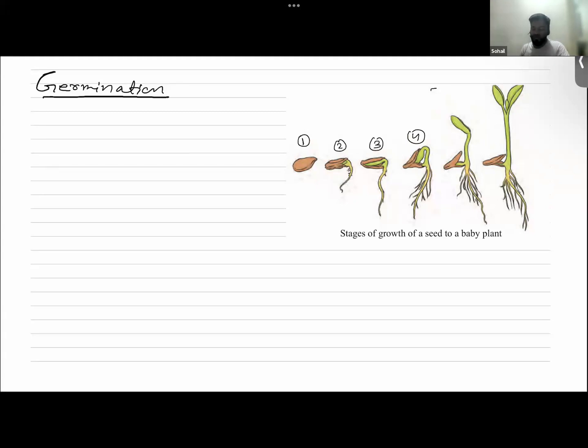Now later on it started to develop small green leaves. See this stage, this is a small green leaf. And later on it has developed a stem as well, and the roots have started to come out of it as well. See here, this seed coat will fall off.